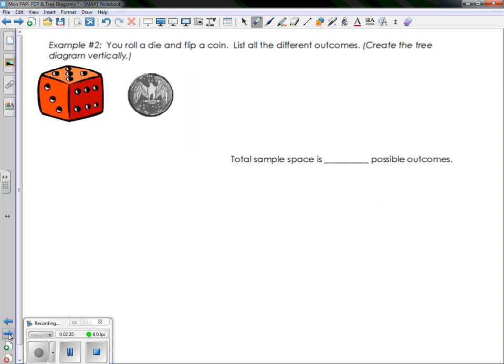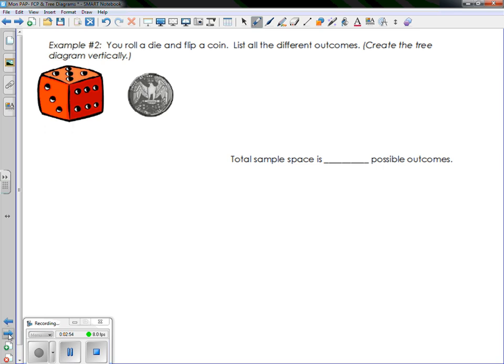All right, you will roll a die and flip a coin. List all the different outcomes. Create the tree vertically also. It doesn't matter if you create it vertically or horizontally, but let's go ahead and create it vertically this time. Last time we created it horizontally.